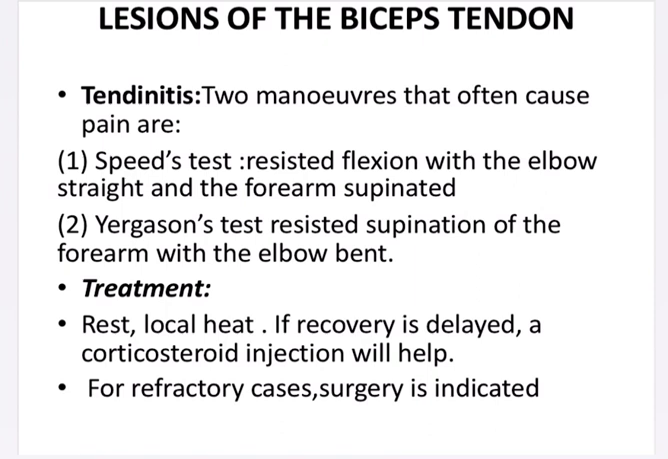Biceps tendon has dual activity, which is flexion of the elbow and supination of the forearm. In the Speed test, we examine for flexion activity of the biceps, while in the Yergason test, we examine the supination action of the biceps. Treatment of biceps tendinitis is either conservative, in the form of rest, local heat, or local injection of steroid. For refractory cases, surgery is indicated.